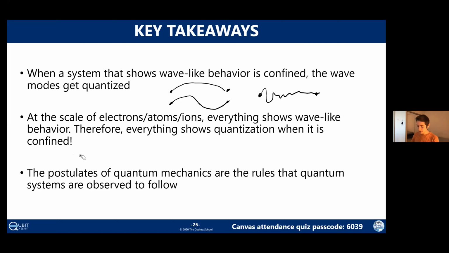And then finally, the postulates of quantum mechanics are the rules that quantum systems are observed to follow. So I am just going to spend another minute or so explaining what this last point means. The postulates are often introduced as if we pull them out of thin air and say, oh yeah, these are the postulates, take them for granted. I just want to illustrate a bit what they are. So over here on the left, we're going to have the real world.